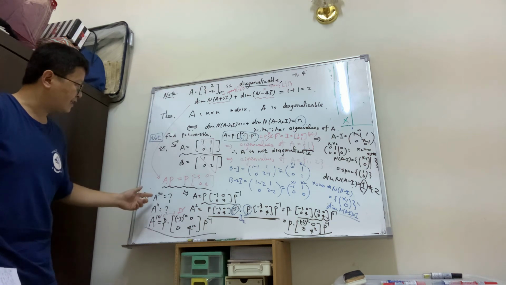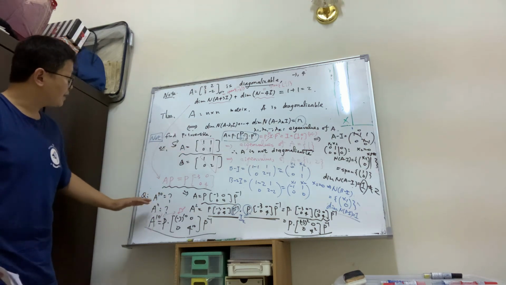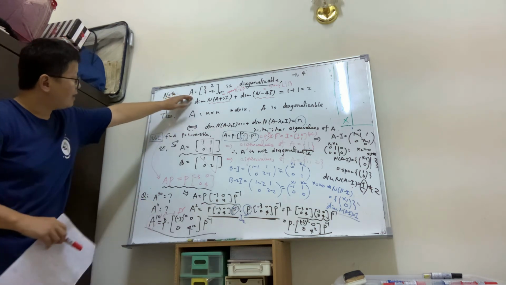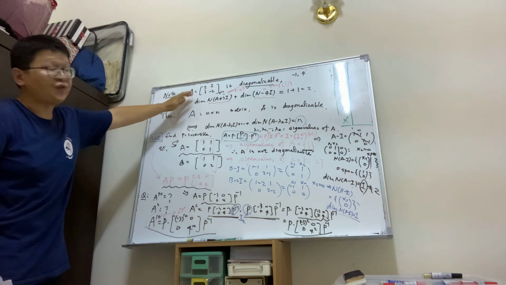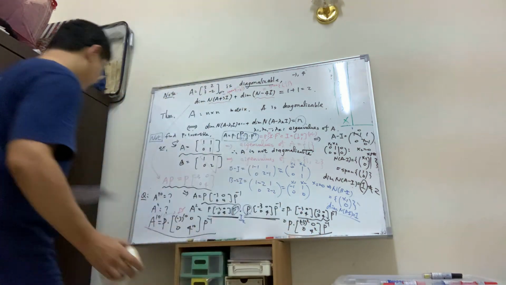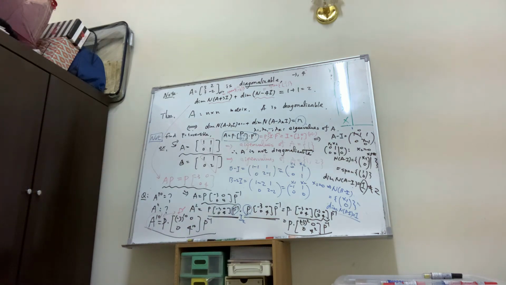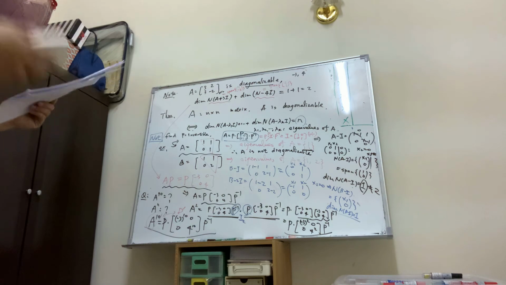Even if the matrix A is not diagonal, if it's diagonalizable, it also has a very nice result. Okay, so now I'll write down the process and give you one last example.